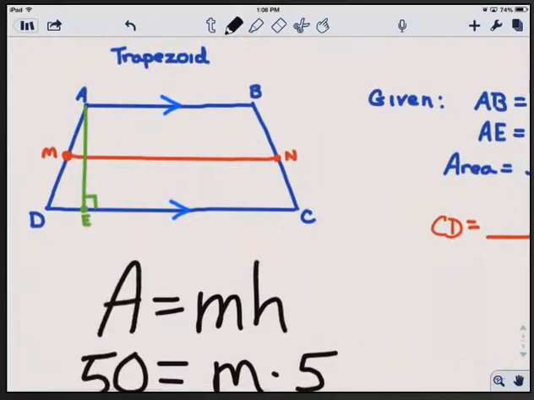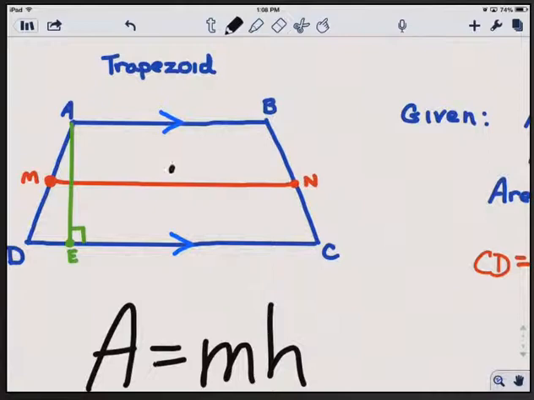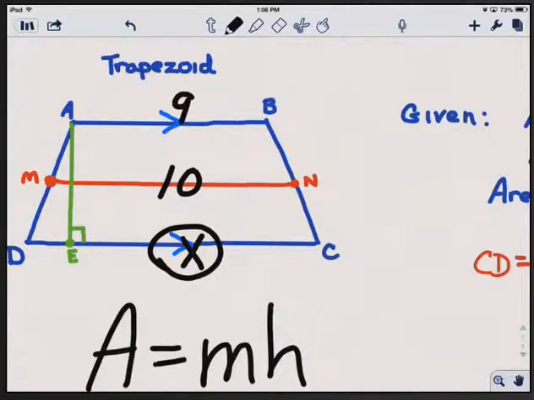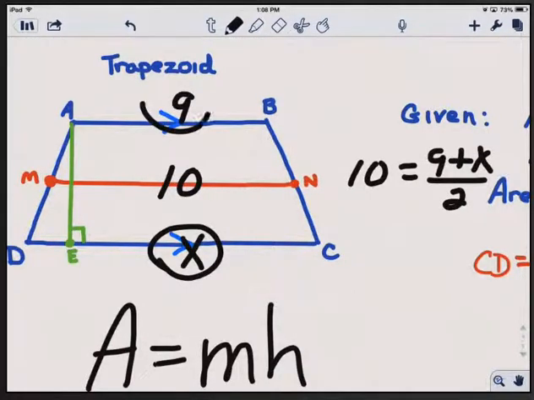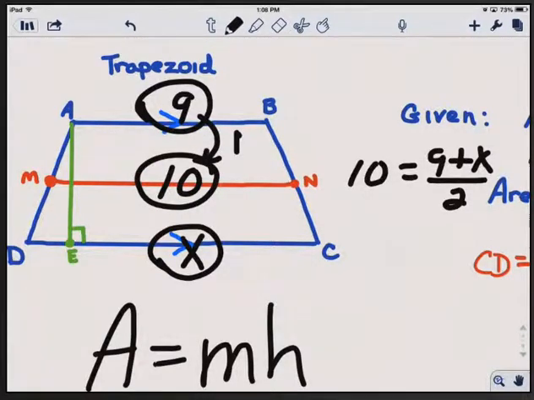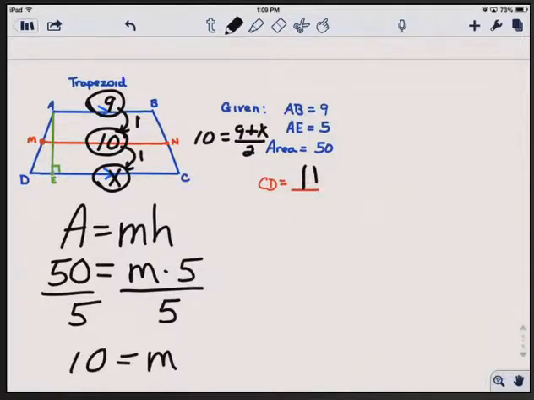Now the median is the red segment, and the segment at the top is equal to 9. The median we just found is equal to 10. So x, the answer to the question, segment CD at the bottom of the diagram, the 10 has to be the average of the 9 and the x. So you could state 10 equals 9 plus x divided by 2 and solve for x. What I'd rather do is say going from 9 to 10, that segment has been increased by 1. So therefore going from the median to the other base, it has to increase by another 1 so that the 10 is exactly in the middle. And 10 plus 1, the answer to the question is 11.